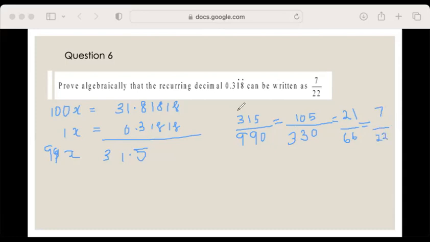Obviously, you can straight away divide by 45 and arrive at this answer. But if you find it difficult to think, okay, what's the number we can divide this one by? It's no harm. It would take a little bit of time, but it's no harm simplifying it step by step like this. Okay. All right.